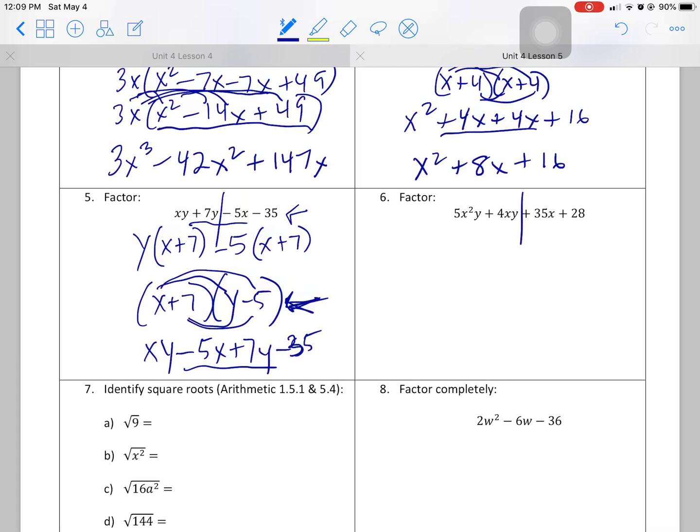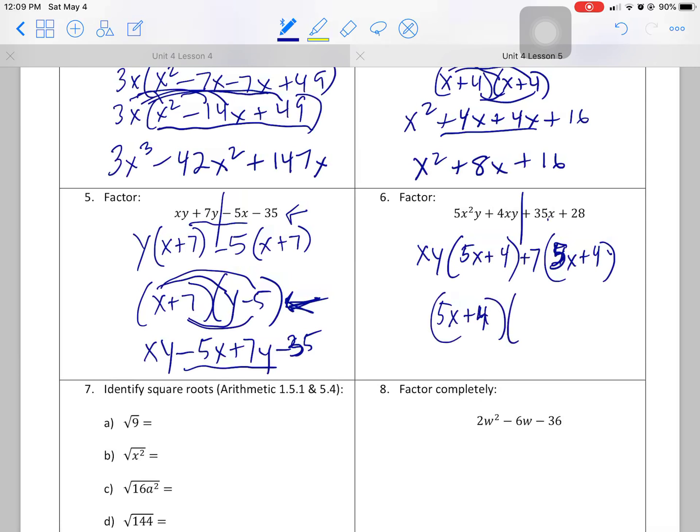All right, another 4 term. Let's see, take out an x and a y. You're going to be left with 5x plus 4. Let's see, 5 into 35 goes a positive 7 times. That looks good. Greatest common factor. That's a 4, by the way. And what's left goes in there.